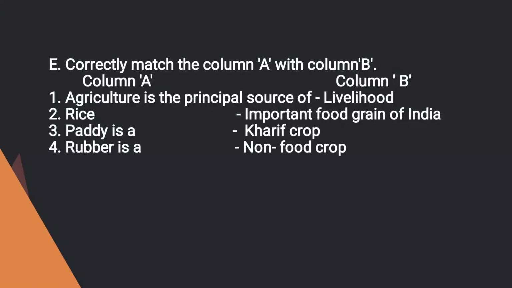Now, exercise E, we have to correctly match column A with column B. Number 1, agriculture is the principal source of livelihood. Here we have given the correct answers in front of their questions. Rice, important food grain of India. Paddy is a Kharif crop. Rubber is a non-food crop. So students, you have to write the matching. No need to match, just write the correct answer in front of it as I have written.